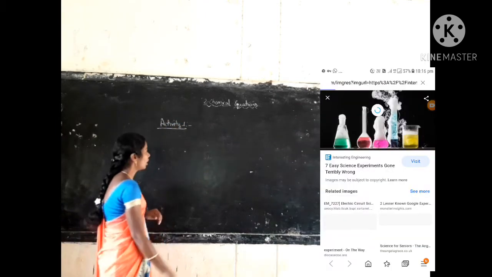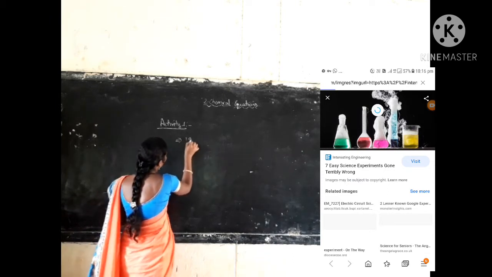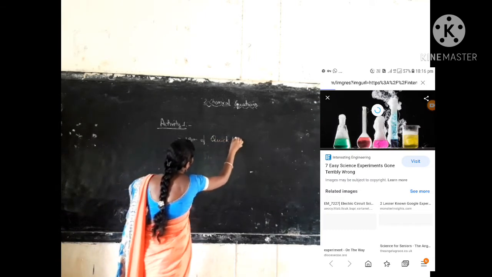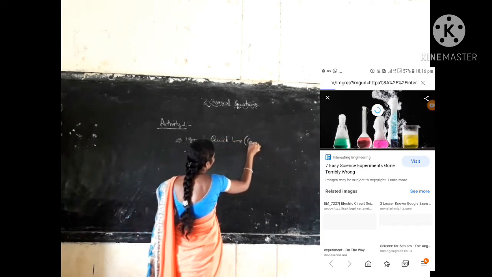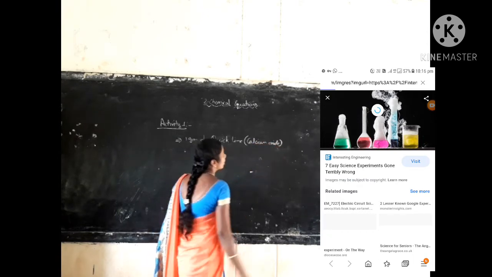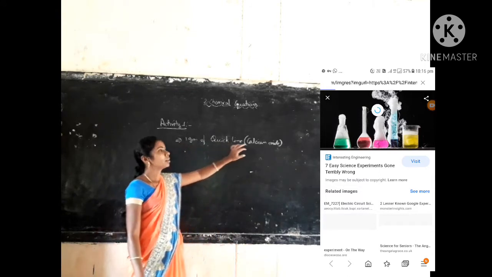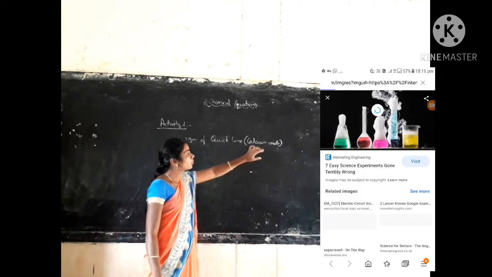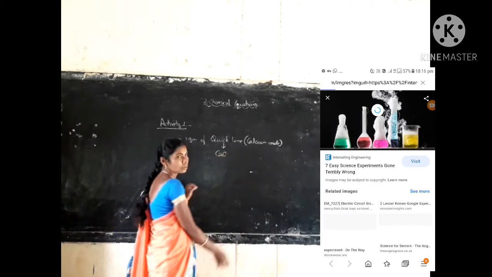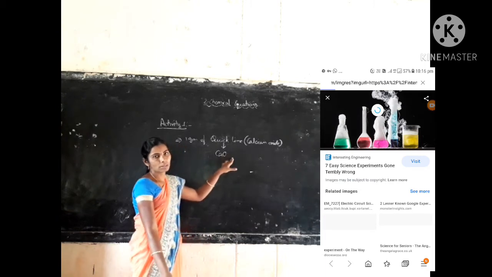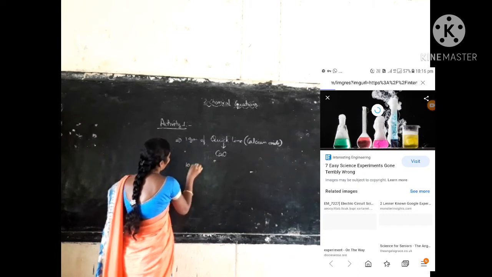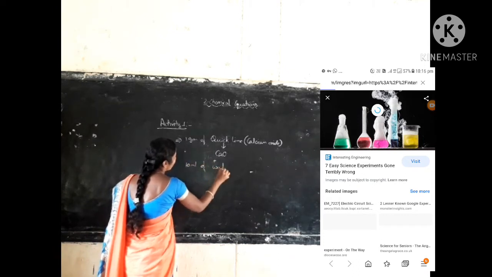In the first activity, they are taking 1 gram of quicklime. Quicklime is also known as calcium oxide. The common name is quicklime and the chemical name is calcium oxide. What is the formula for quicklime? The formula is CaO. Ca means calcium, O means oxide. This is then mixed with 10 ml of water.